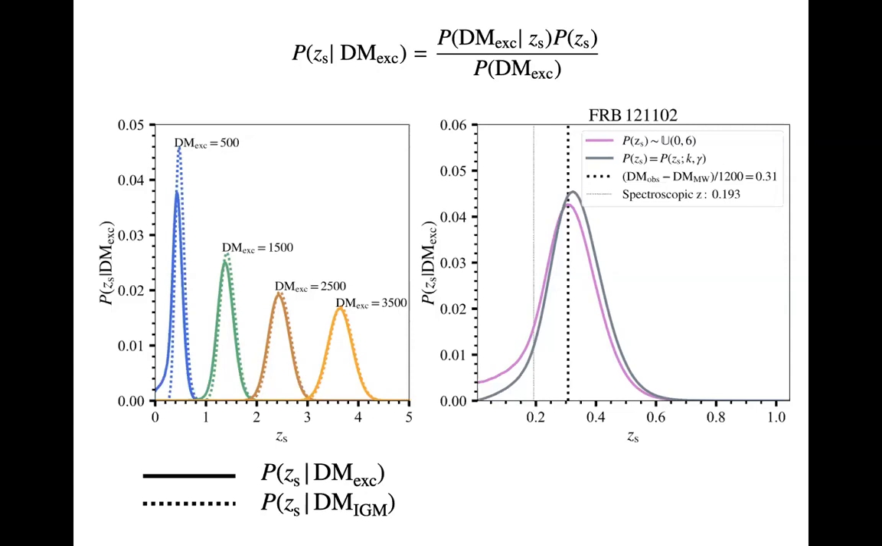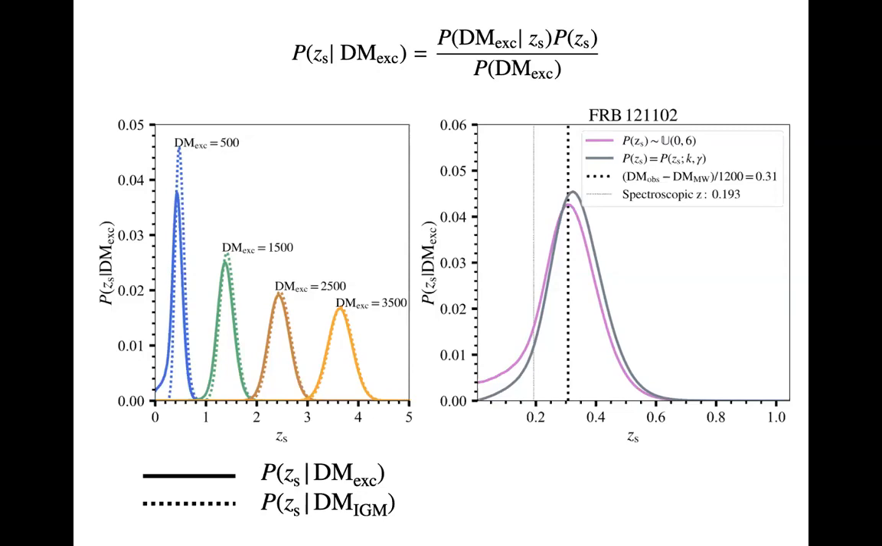And this difference between the solid and dashed lines, the difference between the probability of ZS given the assumption of DM extragalactic or the assumption of IGM, will shrink when you go to higher redshift, because certainly for higher redshift FRBs, the host galaxy contribution is downweighted by a factor of 1%. On the right-hand side, this is a known redshift FRB 121102.